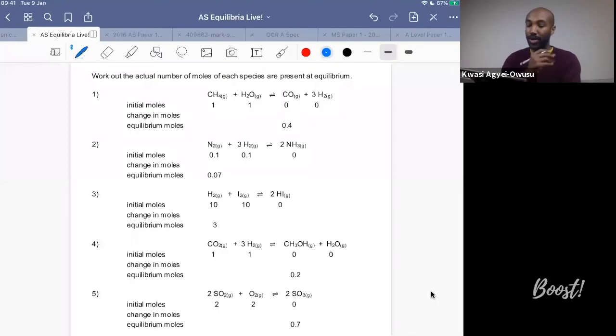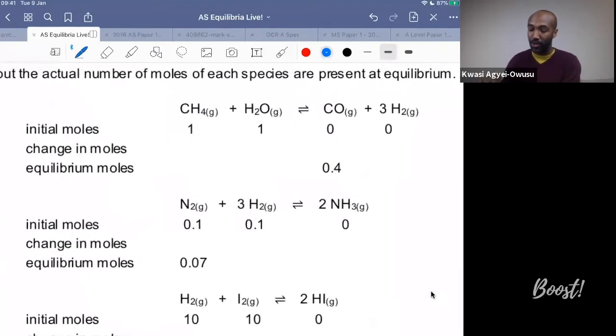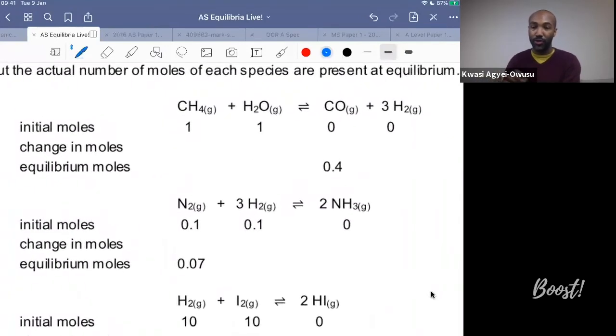Okay, good. So let's look at some more examples then of calculating equilibrium moles. So we're starting off with an initial set of conditions, so an initial number of moles, and then we're going to work out what the change in moles is, and therefore how many moles we've got at equilibrium. Okay, so let's look at the first example then. If I enlarge my screen, so it's a bit larger on your screen as well.